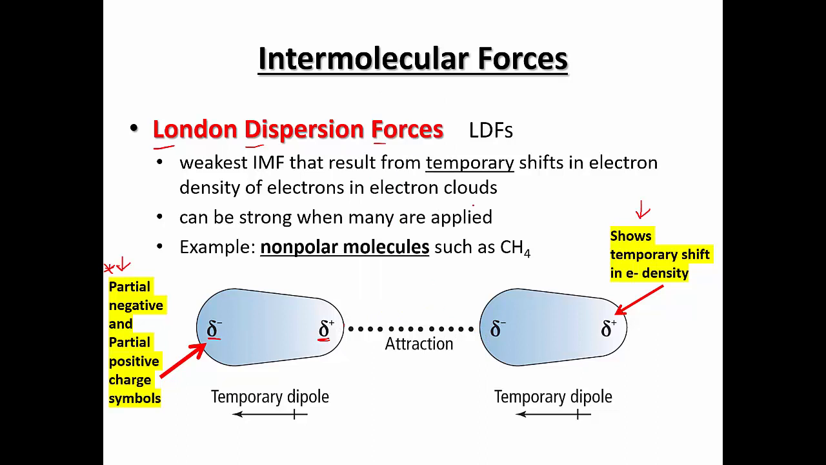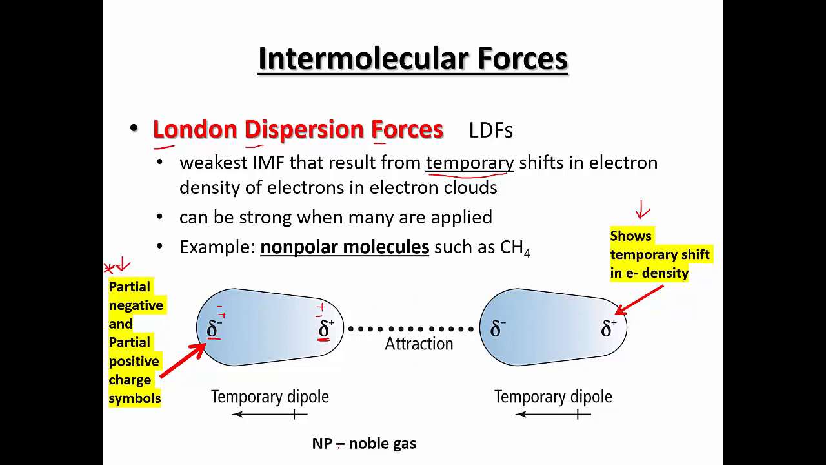Remember, these ones are temporary, because as the electrons move and shift back, then one side would become negative, now the other side would become negative, and the other side would be positive. So we'd have a different attractive force as it would go from negative to positive, and then to negative to positive. As that shift happens, we get that attraction between those ones.